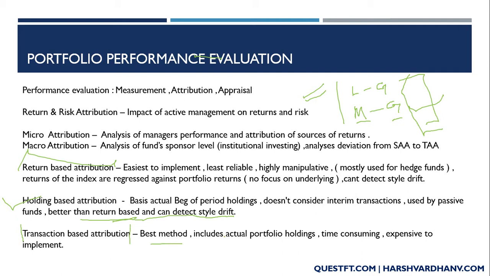It includes all actual portfolio holdings, including the interim transactions between the beginning and ending period. Since it includes all the transactions, obviously it will be time consuming, because if you run an attribution for, say, suppose 1,000 funds for a year, including each transaction that the fund has performed, it's going to be time consuming. And since it's time consuming, it is expensive to implement.